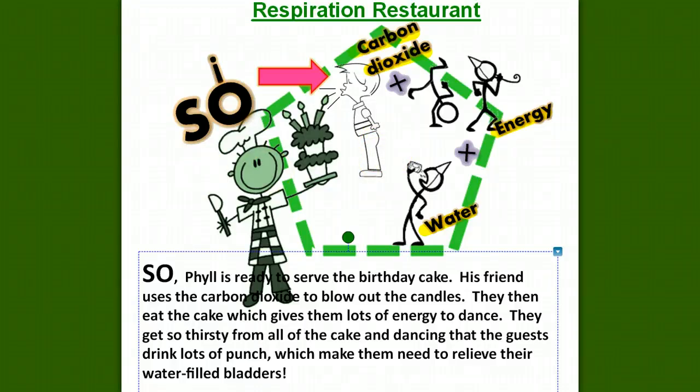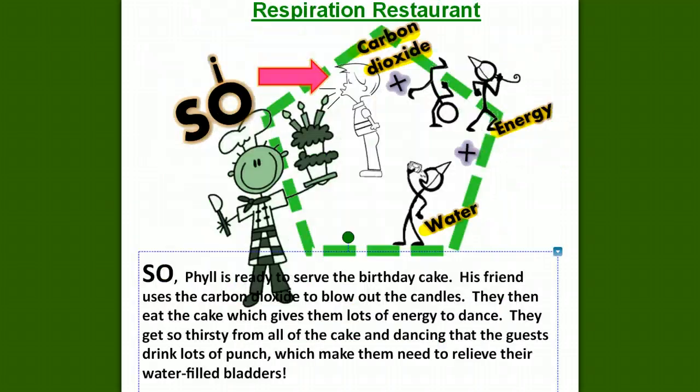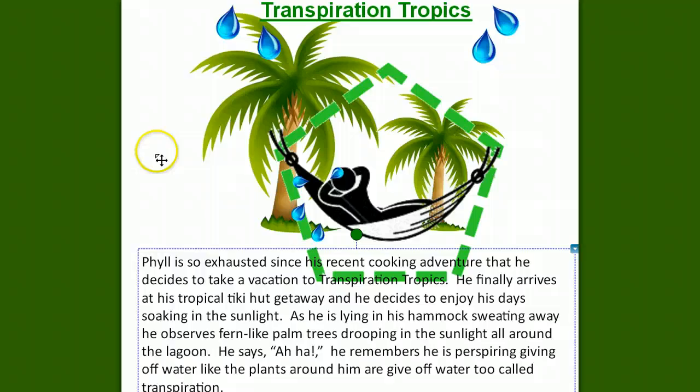So one more time. Photosynthesis makes food only in the sunlight. Respiration, eat food anytime it feels like, day or night. But remember whenever we were relieving the water? Plants release water. We release water by sweating. How does a plant release water? Let's go to Transpiration Tropics and learn it.